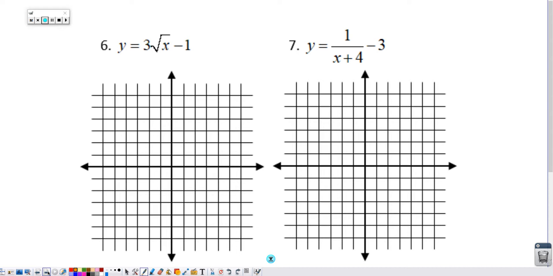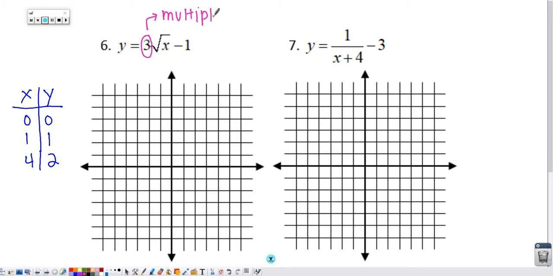Okay, now let's look at number 6. Number 6 is the square root function. So what I'm going to do is write a table. And remember, I have these memorized. So we want to remember a couple, usually 0, 0, 1, 1, 4, 2. What we have here is a multiplier, and this is the only thing I'm going to deal with in the table. It says 3, and it's on the outside. So what that means is we're going to multiply our y's by 3.